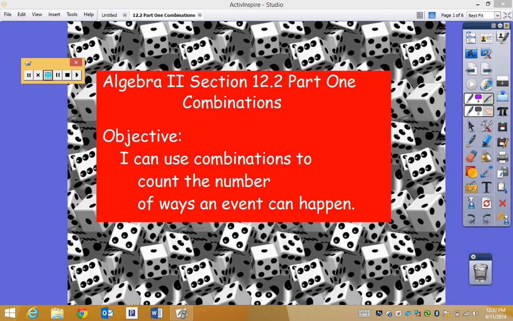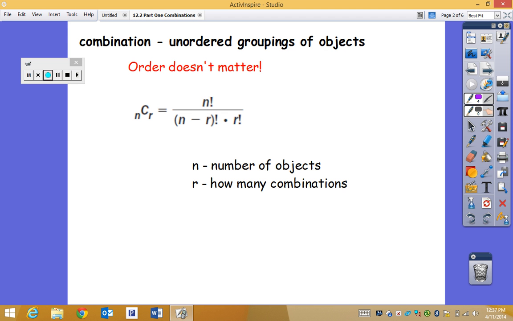In this lesson, we are doing section 12.2, just part 1, and we are working with combinations to count the number of ways that an event can happen. A combination is an unordered grouping of objects where order doesn't matter. We use the symbol capital C for combination, where N stands for the number of objects that we are talking about, and R stands for how many combinations we have.